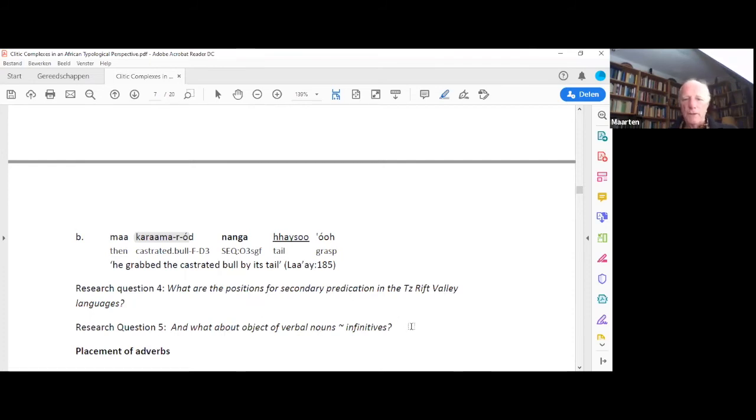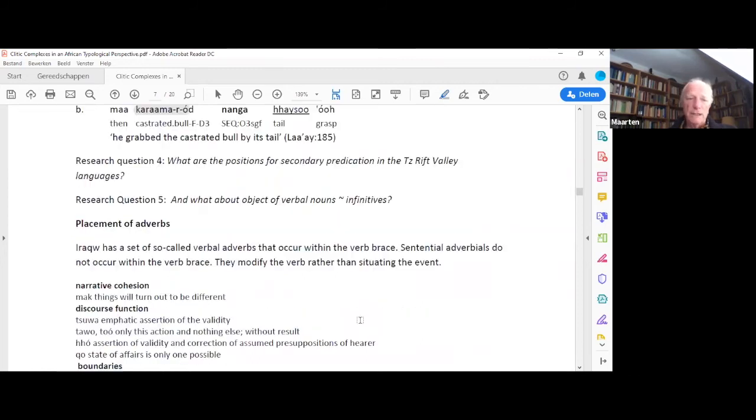And then another one would be, I don't go into that, but in Iraku it's really interesting: the place of the object of the verbal noun, the semantic object of the verbal noun, versus the infinitive, topic for another time. Yeah, I'm going to write something about it. I could share that. Placement of the adverbs, I come back to that.